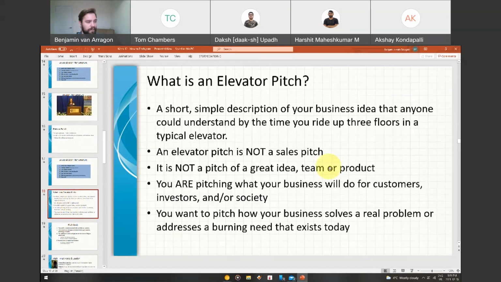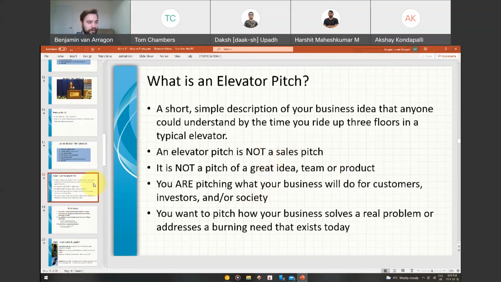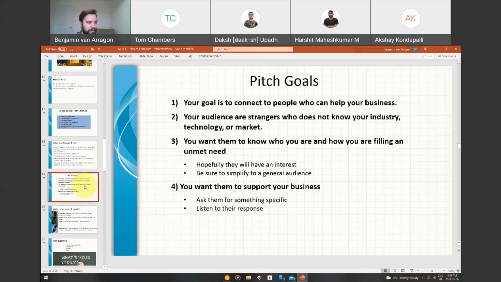So here's just a slide, what it is, what it isn't. It's not a sales pitch, okay? It's actually pitching your business and what you're doing for your customers. It's pitching what you solve as a problem, what was the problem, and how you solved it, okay? So it's a nice simple description of your idea, and by the time you get up to 3 floors in the elevator, that's an elevator pitch, right? That's like the 30 to 60 second.